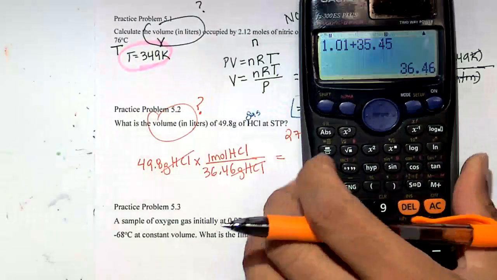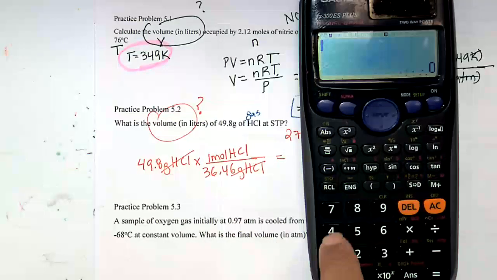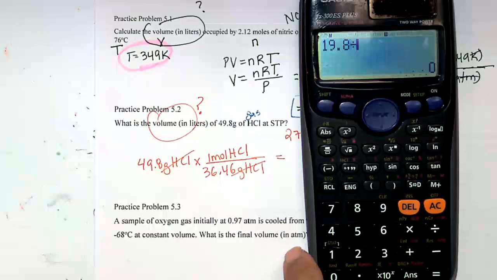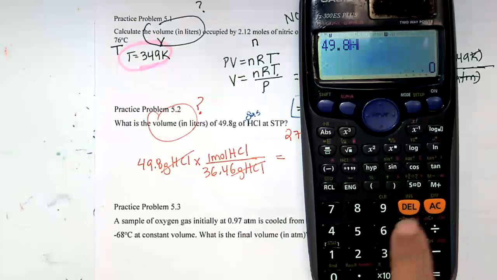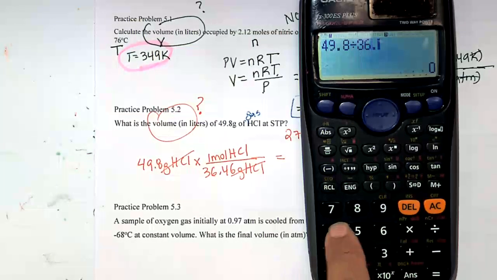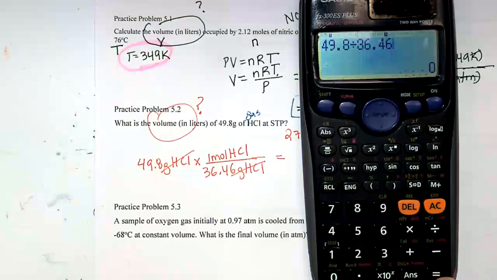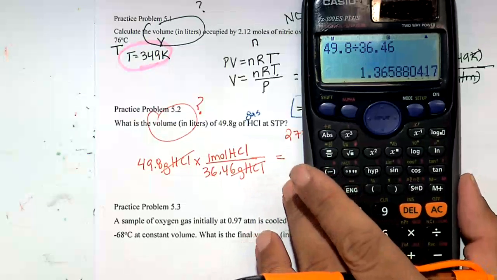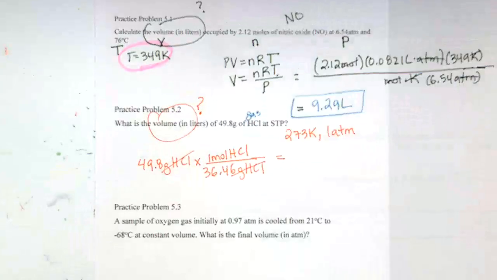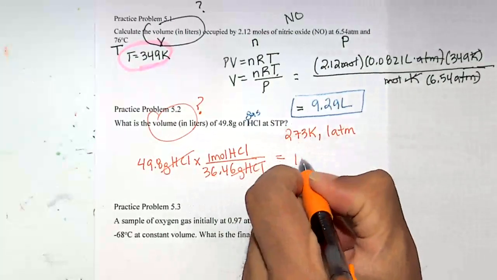So 49.8 divided by 36.46, about 1.37 moles. Okay, are you guys getting that? 1.37 moles of HCl.